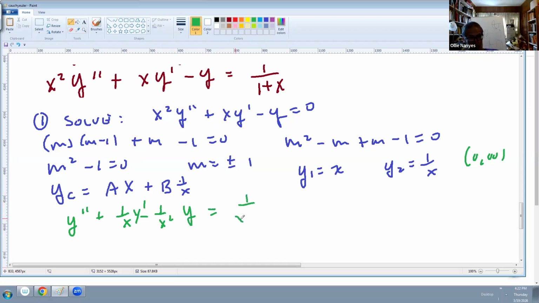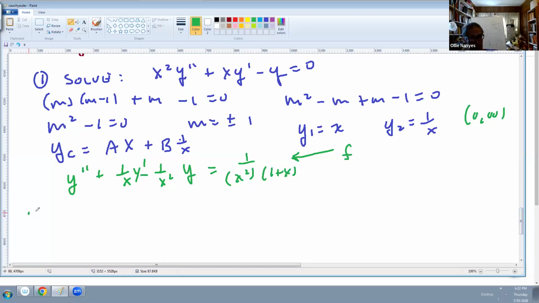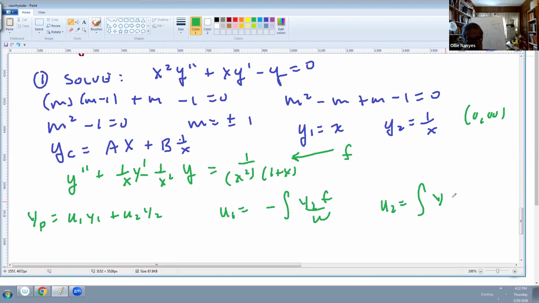And it's 1 over x squared. This is going to be a driving function. So when we use variation of parameters, this is going to be your f right here. And for variation of parameters, we know our particular solution will be of the form u1 y1 plus u2 y2, where u1 is minus the integral of y2 f over the Wronskian, and u2 is a positive integral of y1 f over the Wronskian.